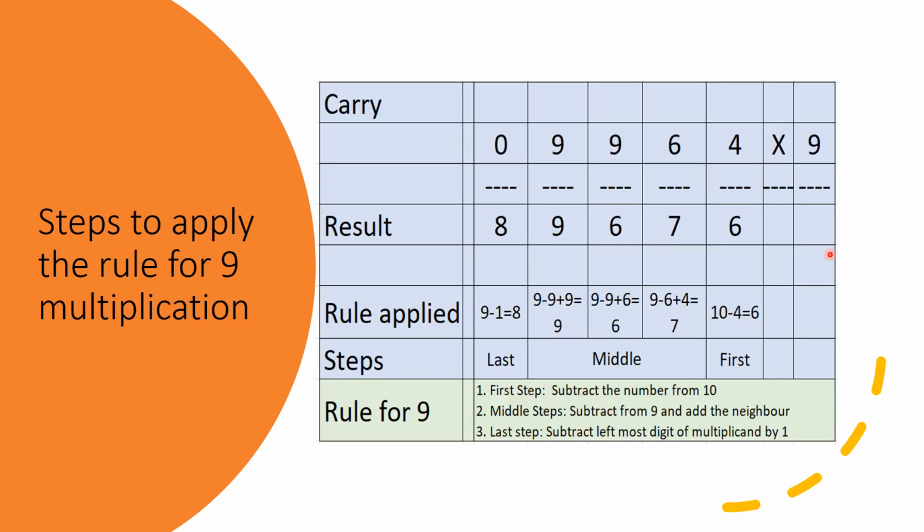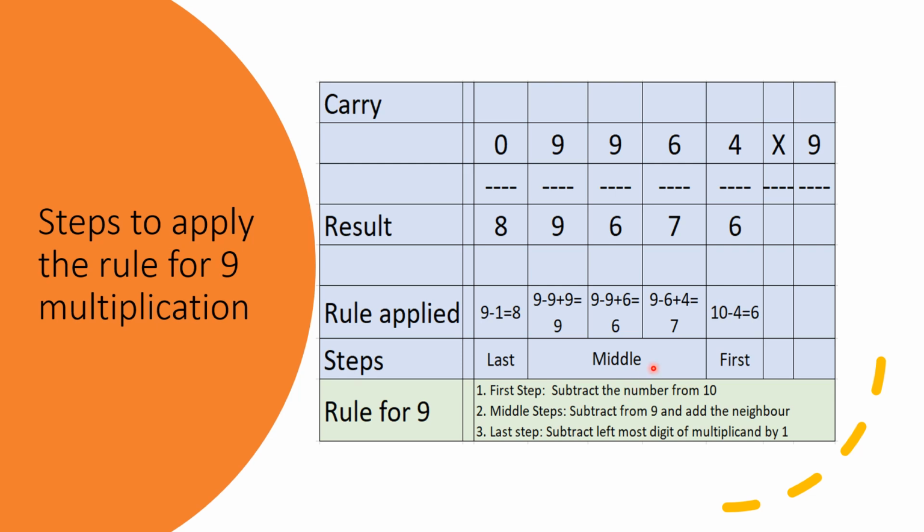So here is an example for 9 multiplication. For clear understanding, I have mentioned the steps here, how the steps will be applied. The first digit from the right is the first step, all the intermediate steps are considered middle steps, and the last step is applied to the last-most digit, that is 0 in our case. So this is the last step. Let's start with the first step. In the first step you will have to subtract the number from 10. The number is 4, so you have to subtract it from 10, it is 6.